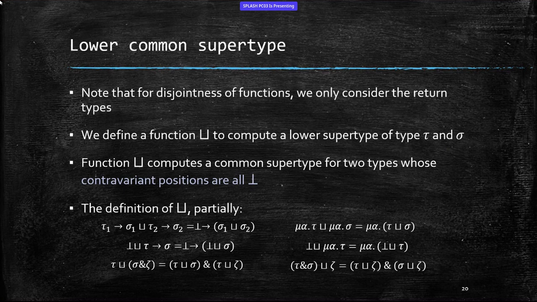Remember that for disjointness of functions, we only consider the return types, which means we can make the input type as simple as possible. In our proof, we define a function called lcs to compute a lower common subtype of types sigma and tau. The function computes a common subtype for two types whose contravariant positions are all bottoms. Below we show some algorithmic rules for the lower common subtypes. We can see there's the lower common subtype for two functions. The contravariant position of the result type is bottom.